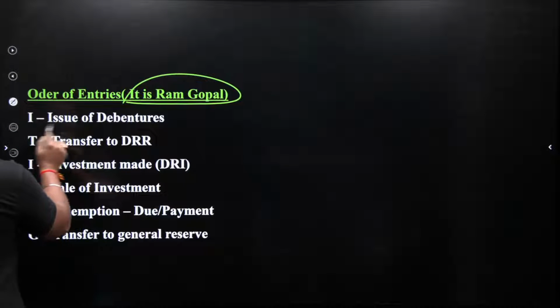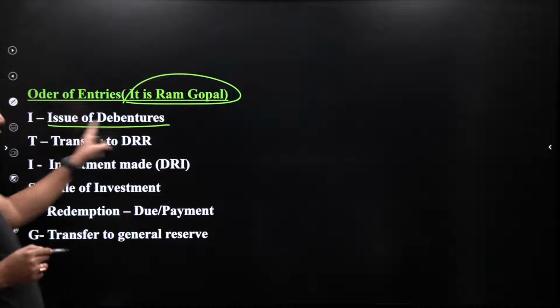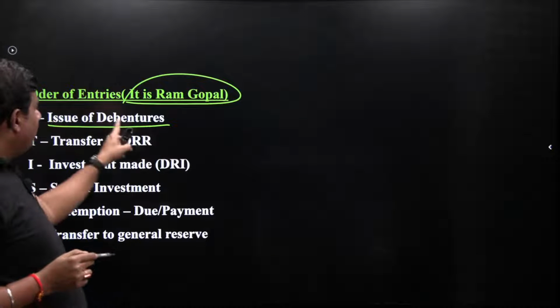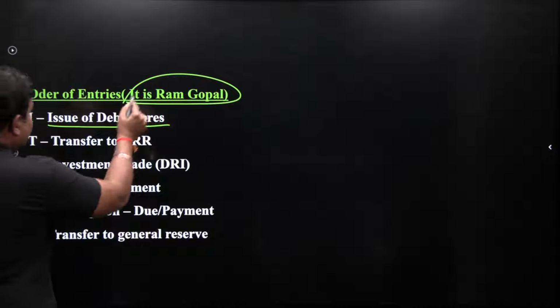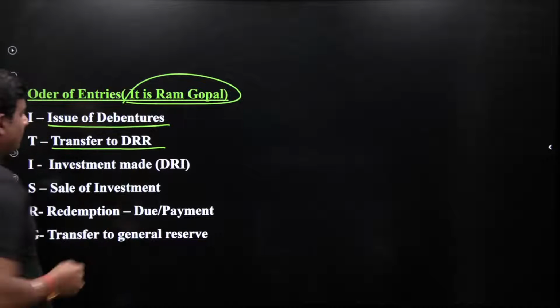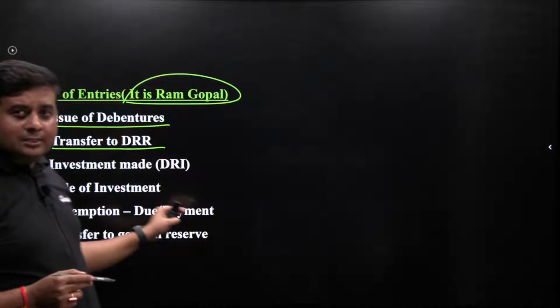So R stands for issue of debenture. Whenever you issue the debenture, at first you have to pass the entry for the debenture issuing, right? T stands for transfer to DRR, I mean 10% of this.